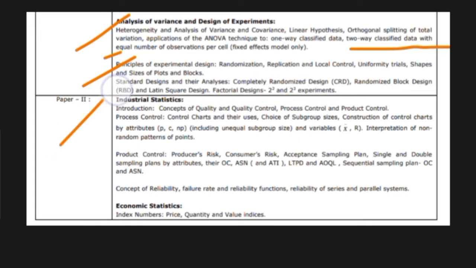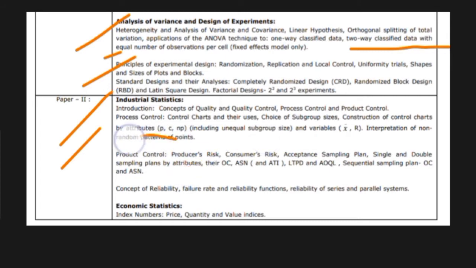Now we are coming to the paper 2 syllabus discussion, and the first section is based on industrial statistics. Here you will get questions from concepts of quality and quality control, then process control, product control, then control charts, their uses and choice of subgroup sizes, then construction of control charts, then different interpretations of non-random patterns of points.